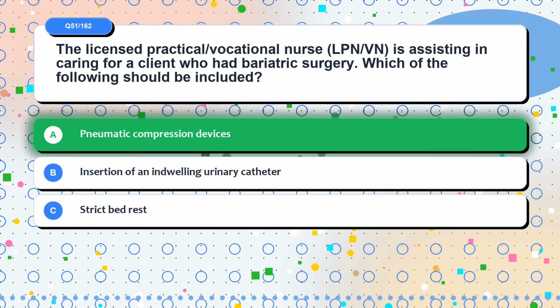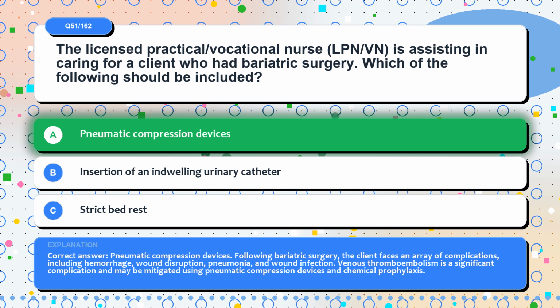The correct answer is option A. Pneumatic compression devices. Correct answer, pneumatic compression devices. Following bariatric surgery, the client faces an array of complications including hemorrhage, wound disruption, pneumonia, and wound infection. Venous thromboembolism is a significant complication and may be mitigated using pneumatic compression devices and chemical prophylaxis.